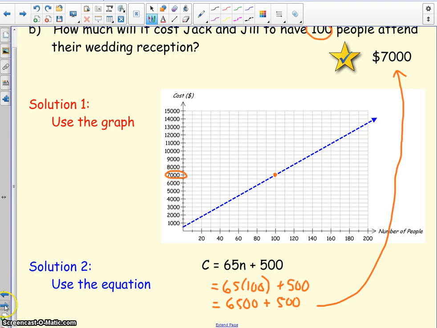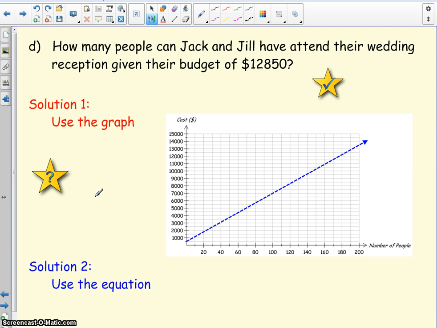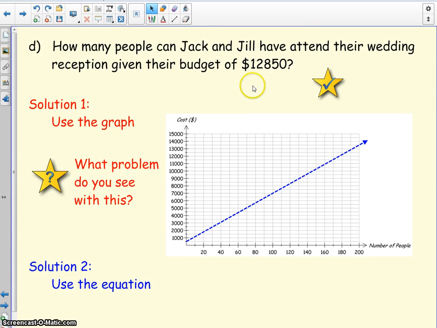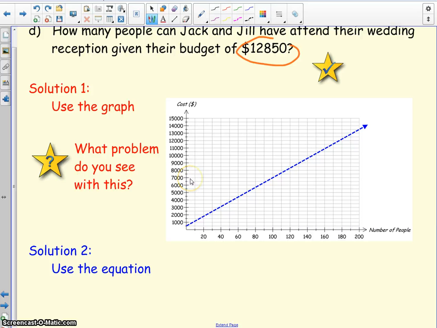Okay, so let's take a bit of a step further here and say, okay, now let's say they have a budget of $12,850 and they want to figure out how many people they can have. Well, okay, let's try and use the graph again. You're going to run into a bit of an issue here, okay, because $12,850 is not exactly a nice number on the graph here. We'd have to approximate, and that's never good enough, especially when it comes to number of people. You want as many people going as possible. So in a situation like this, you absolutely have to use the equation.